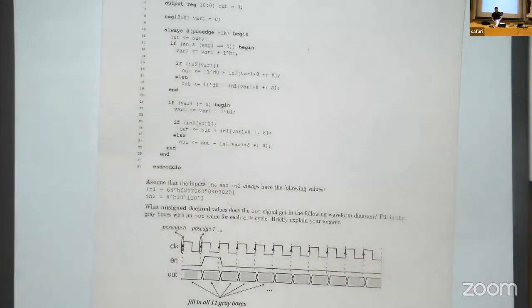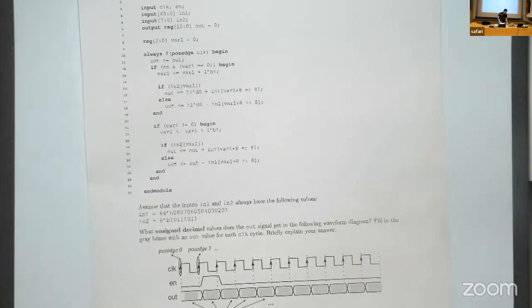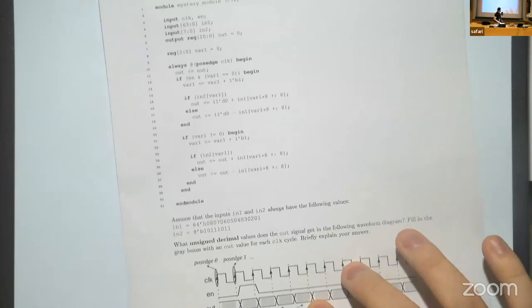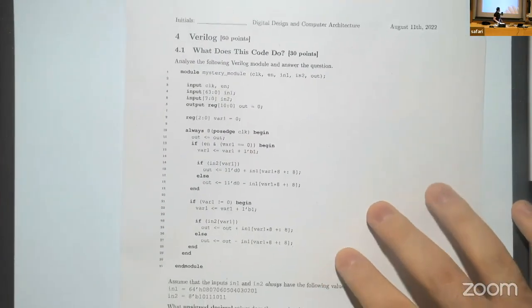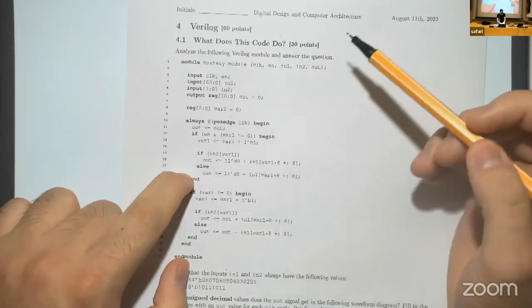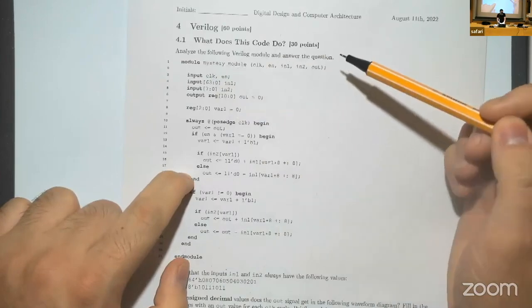Hello, everyone. So we're going to solve the fourth question of the last semester's final exam, which is Verilog. So the first question asks, what does this code do? Analyze the following Verilog module and answer the question.